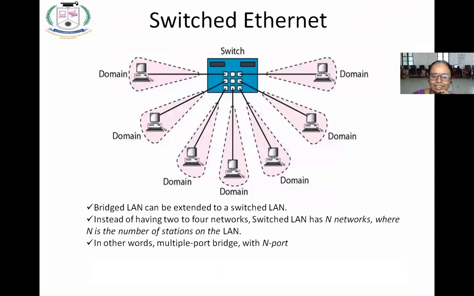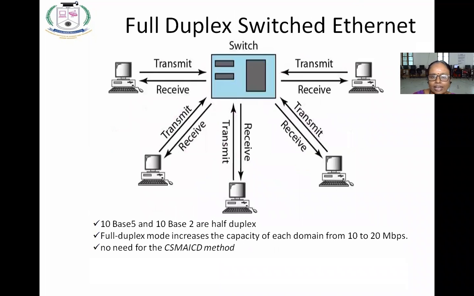So this is switched Ethernet, and we all know that the bridged LAN is extended to each switched LAN. Each is considered a domain. So if there is a multi-port switch with n ports, n domains will be connected to the switched Ethernet. This is full duplex. Whatever we see in 10 Base-5 and 10 Base-2 is half duplex. It can both send and transmit, but only one at a time. But when you go with full duplex mode, it increases the capacity of each domain from 10 to 20 Mbps. That is what we have seen. There is no need for CSMA/CD.